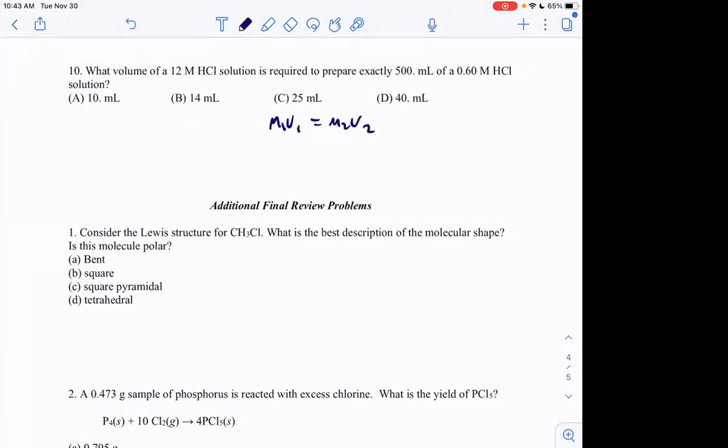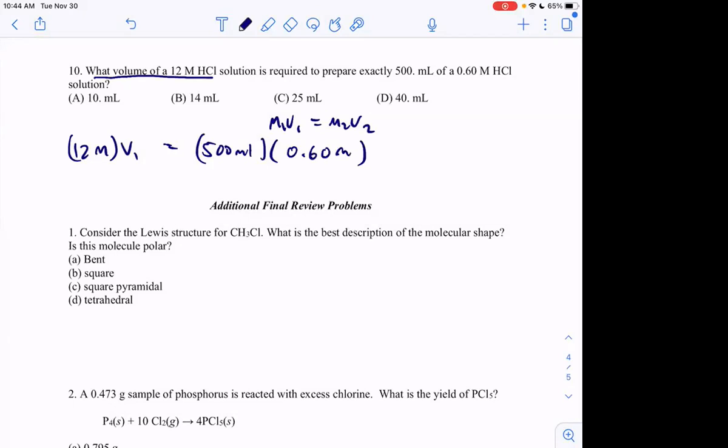You know, the book might have had it as, I said this before, initial and final, I's and F's, or it might have had it as dilute and concentrated. These are all the same. Don't be perturbed by that. So it wants to know what volume of 12 molar HCl, which means the initial volume, right? The V1. So you now have 12 molar times V1 is equal to prepare exactly 500 mL. All the answers are in milliliters, so we don't need to change anything. Times 0.60 molar. That's all.